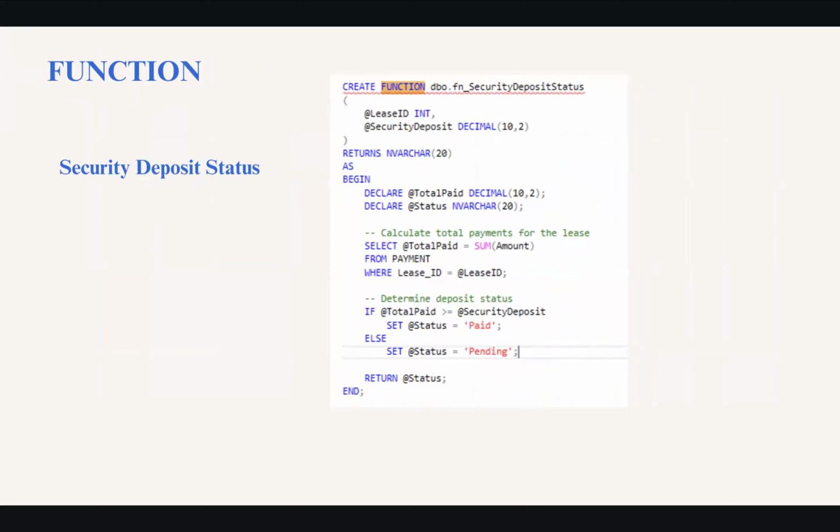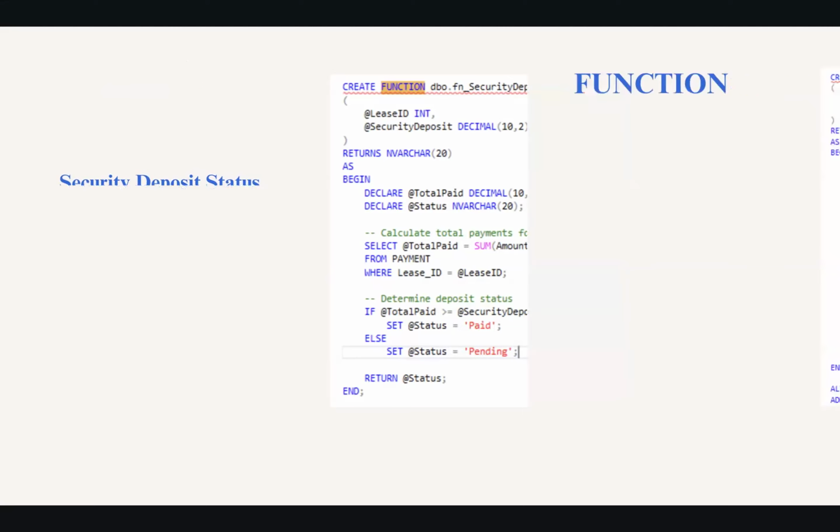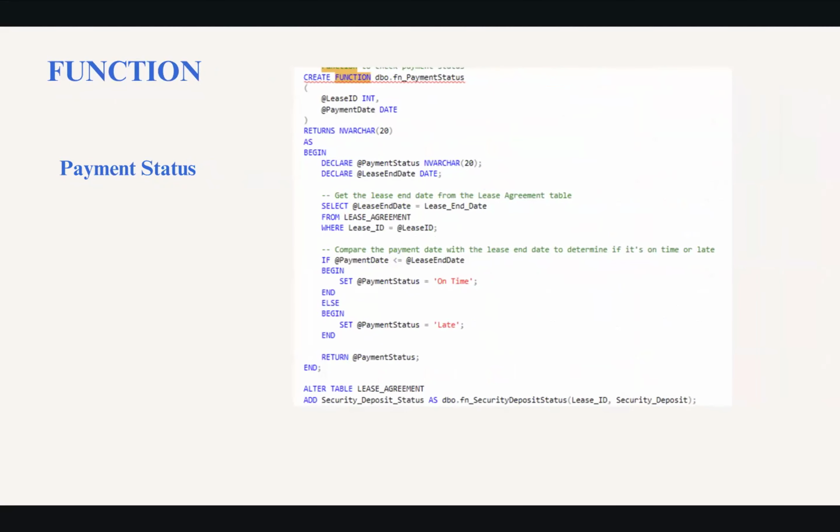The first, security deposit status. It calculates whether a tenant's security deposit is fully paid by comparing total payments made against the required amount. It returns a clear status of paid or pending, ensuring accurate tracking of deposits for each lease. Next slide. The second function, payment status, identifies whether a payment is on time or late by comparing the date of the payment against the end date of the lease. These functions enable ease of operations, and offer insight into the financial transactions.